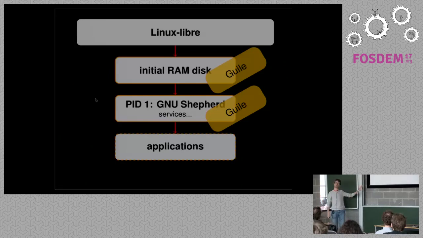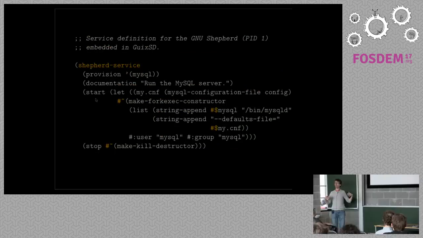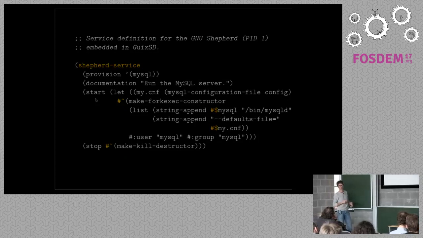Okay, so before I've shown what you as a user would enter in your operating system configuration, and now I'm going to talk about the developer side of things, right? So how do you, as a GuixSD developer, define a service? Roughly, the idea is that you specify a Shepherd service structure, which has documentation and requirements. So you can say what other services it depends on, and you can say how to start it, how to stop it, right?